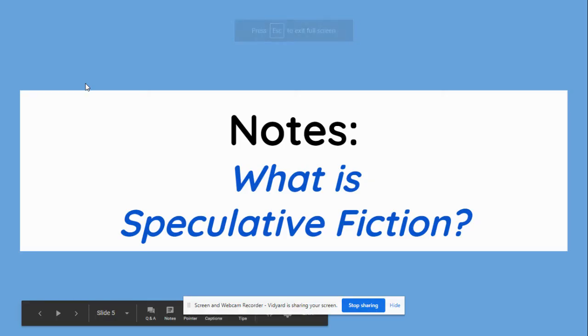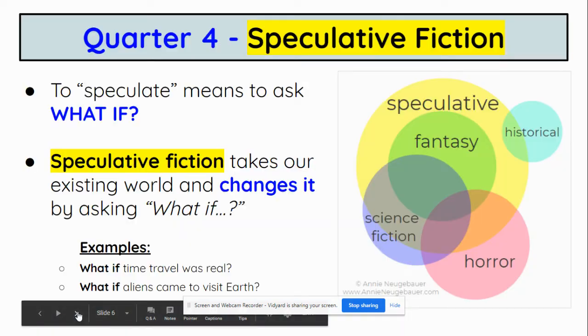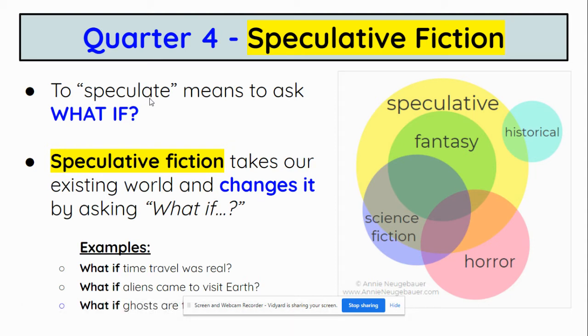What is speculative fiction? To speculate means to ask, what if? Now, as an aside here, on your note taker, the first thing says, to speculate means to ask, and then there's a fill in the blank. So you're going to write the words, what if, where it says fill in the blank. To speculate means to ask, what if?